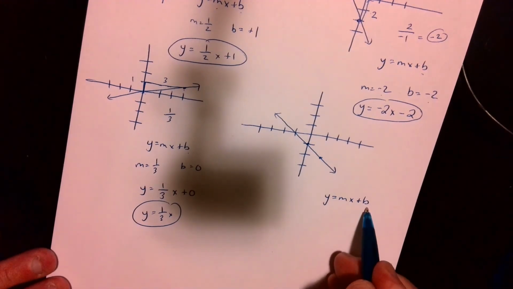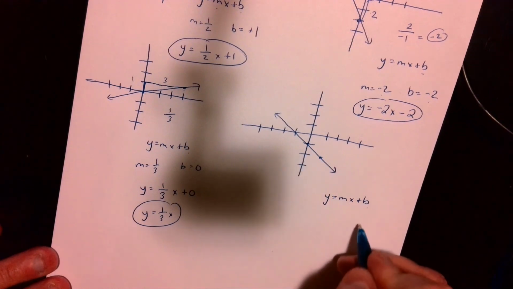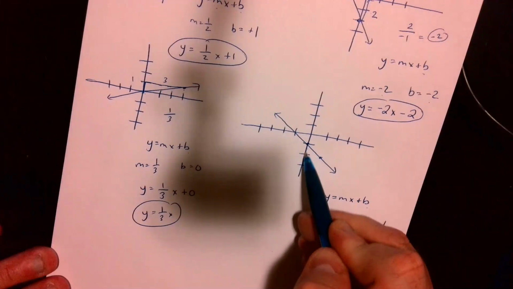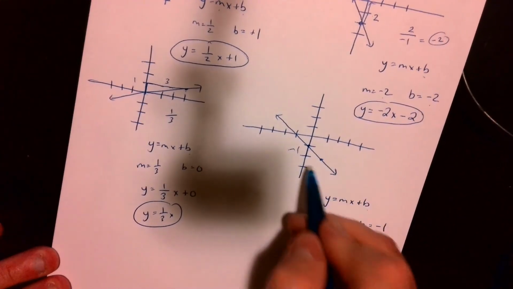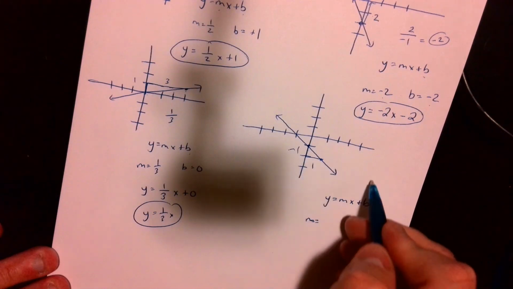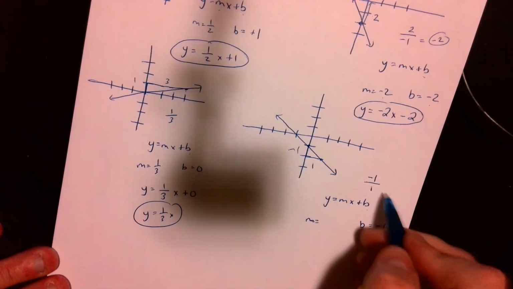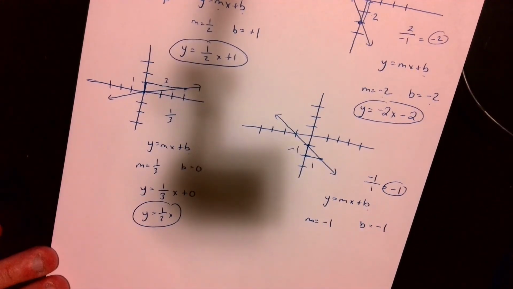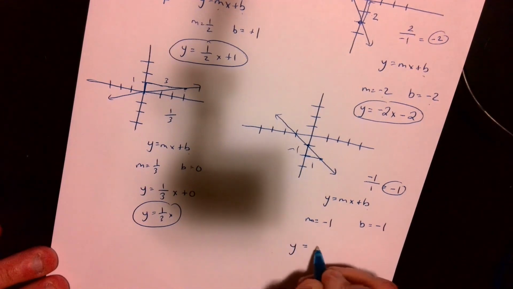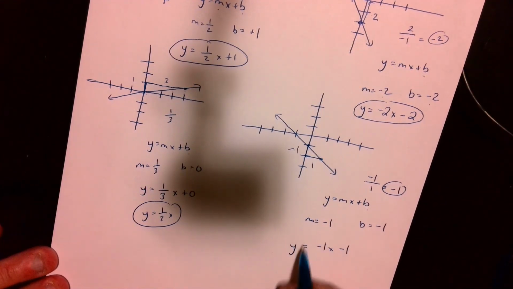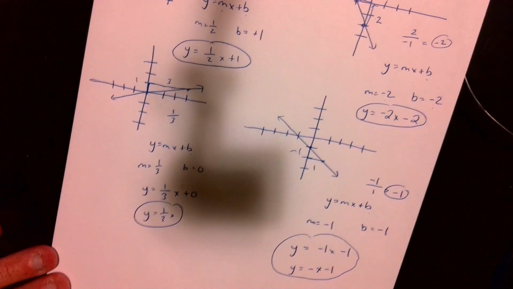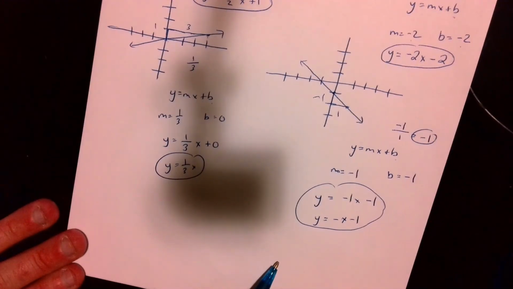Okay, our beginning point is down here at -1. And then our movement, our slope, we went down 1, so that's -1. And then we went right 1. So rise -1, run 1, or just -1. So slope was -1. So the equation for this one is y equals -1x minus 1. Or you could just say y equals -x minus 1. Either one of those two answers would work.